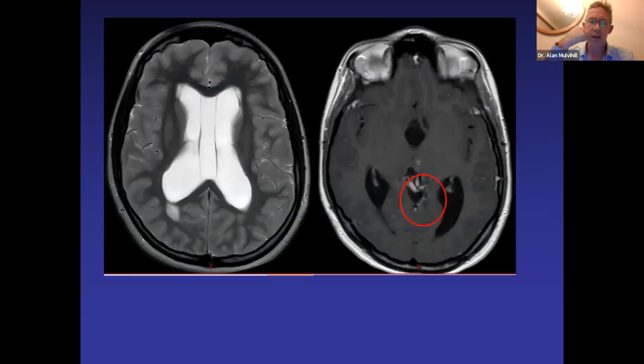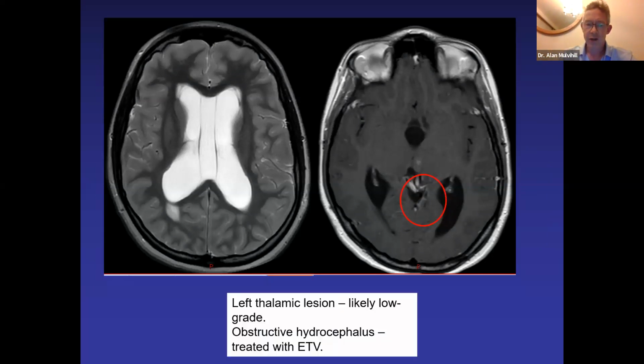So not surprisingly, she had a scan. On the left is the T2, and on the right is the T1 weighted image. This young lady had a left thalamic lesion, likely low grade, but it was causing obstructive hydrocephalus. And she had an endoscopic third ventriculostomy, which is often done in this situation by the neurosurgeons to relieve the intracranial pressure, to relieve the immediate symptoms and allow planning for more definitive surgery and chemotherapy.